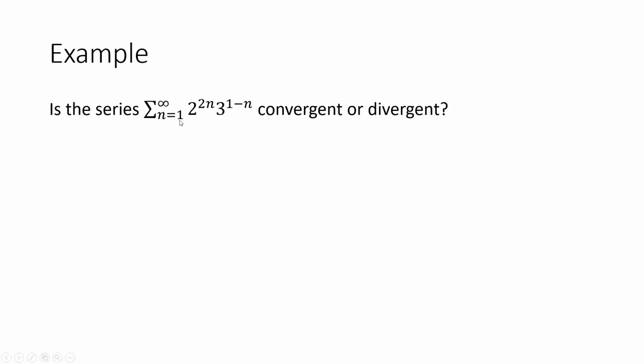Let's try it with an example like this. Notice that the way it's written here is a little different. But let's first verify that this is a geometric series. If I were to write this, we've got 2 to the 2n times 3 to the 1 minus n. What I could do is bring 3 to the 1 minus n to the denominator and make it a negative power, so it becomes 3 to the n minus 1.